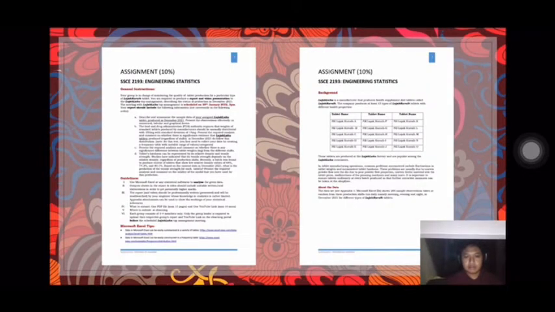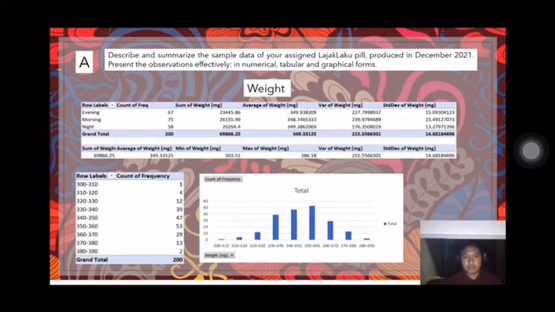And this is our assignment question. For question A, we were asked to describe and summarize the sample data of our assigned pill. From here, we divide accordingly into 3 categories, which are weight, tensile strength, and relative density.